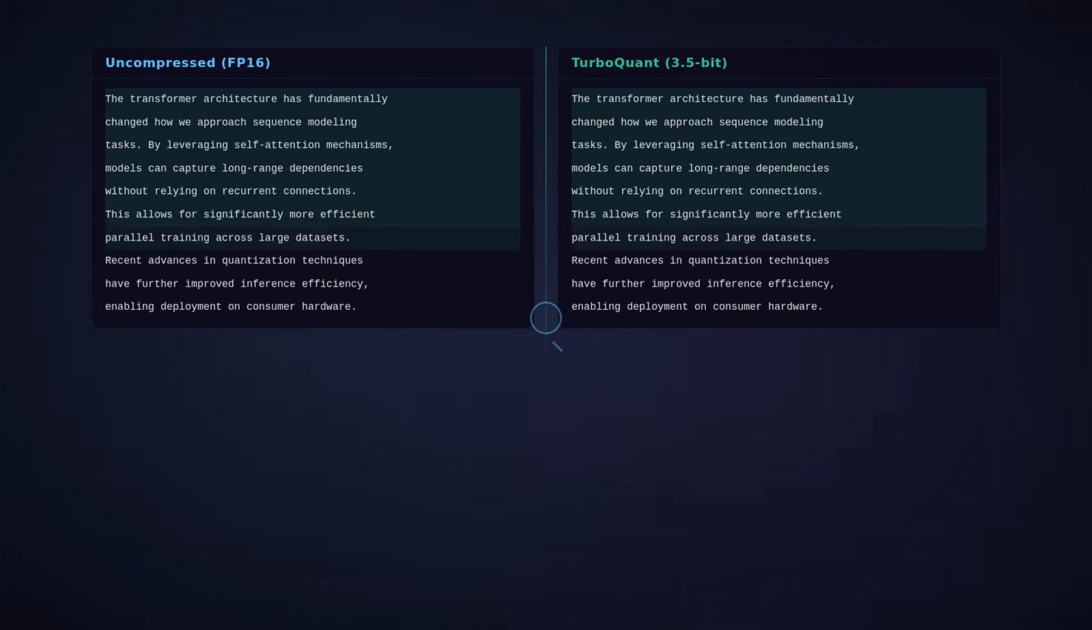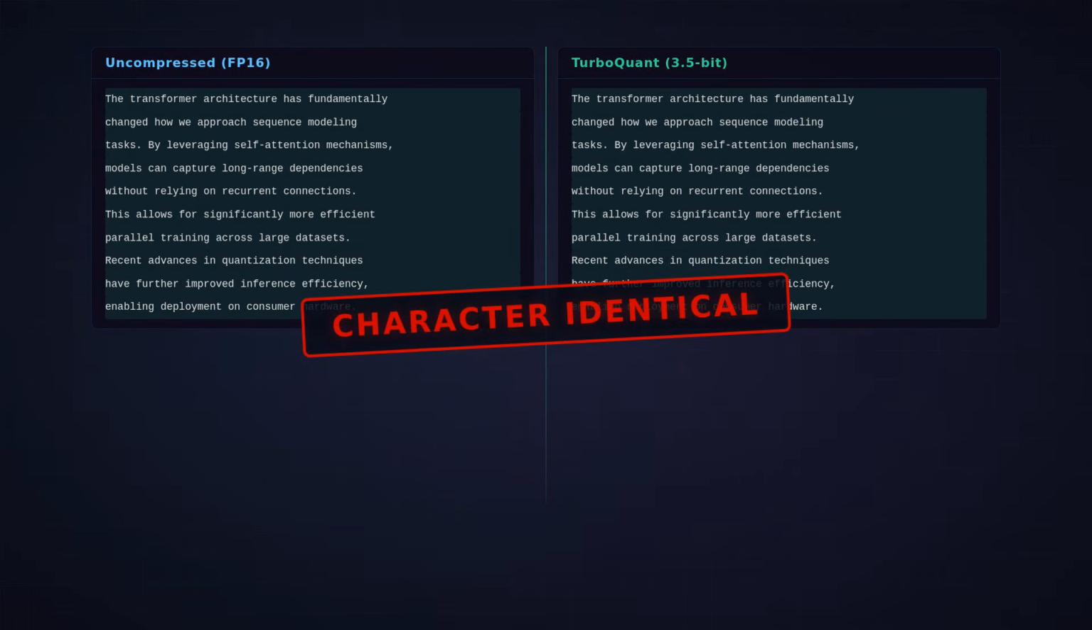Someone tested it on Gemma 3.4b, running on an RTX 4090. Character identical output to the uncompressed model. Not similar, identical. And my personal favorite detail, someone used GPT-5.4 to implement TurboQuant in Apple's MLX framework in 25 minutes. We've reached the point where AI is building the tools that make AI more efficient. If that doesn't make you feel something, I don't know what will.